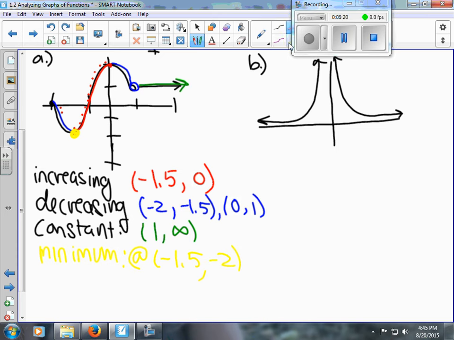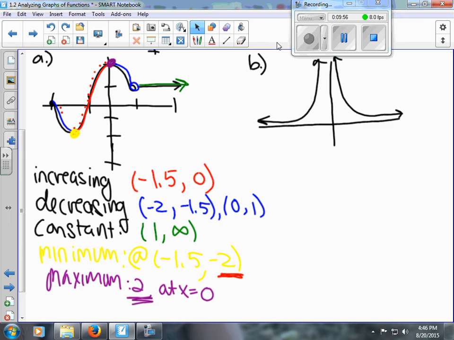The actual minimum value is the y value, by the way. And then the maximum, use purple. It will be the height of a hill. It doesn't have to be overall the biggest or overall the smallest. And the maximum here would be 2. And then it happens at x equals 0. But the actual maximum is asking for the highest value, and it's a y value. So minimums and maximums are actually y values, and they occur at x values. But you can always just give me the entire point and you're covered, x comma y.